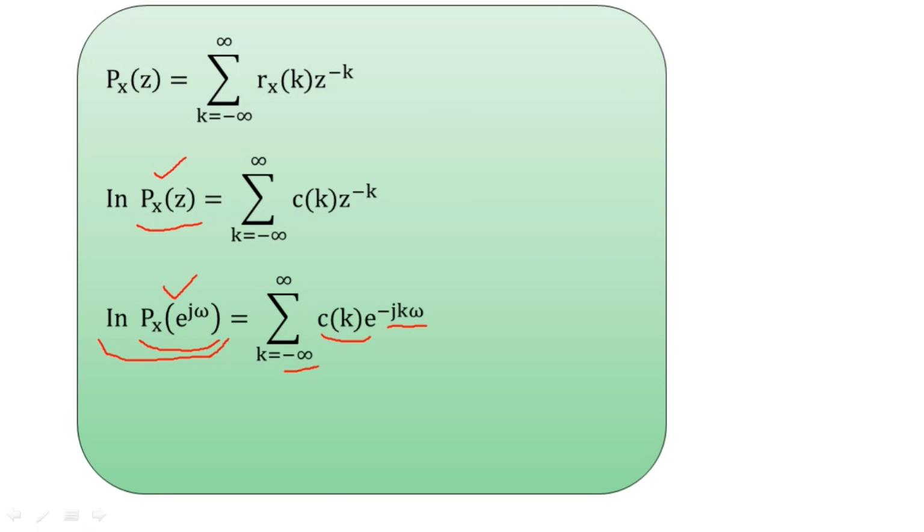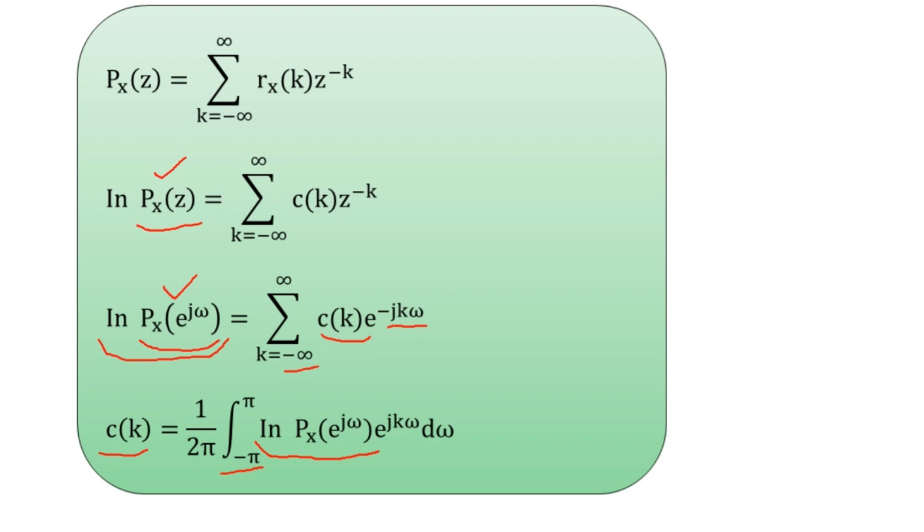These Fourier coefficients can be computed using this particular expression. Here we have c[k] obtained by taking 1 upon 2π times the integral from minus π to plus π of the natural logarithm of Px(e^{jω}) times e^{jkω} dω, the differential of the angular frequency.